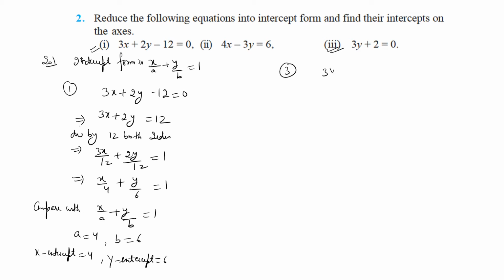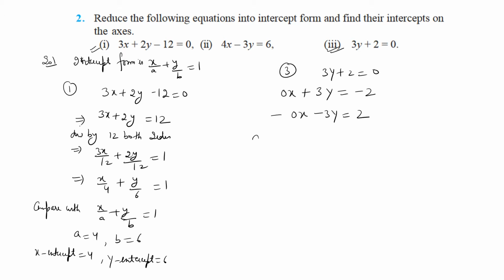3y plus 2 equal to 0. Now you can see that this equation is not having any x, so I will write it as 3y plus 0x is equal to minus 2. Now I told you that the constant term should always be made positive. So I'll adjust the negative sign here, right? Minus 3y is equal to 2.